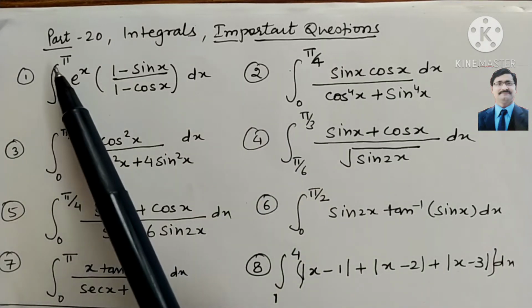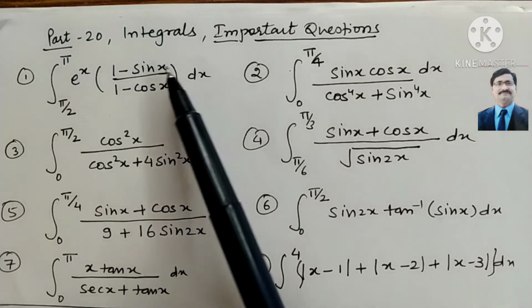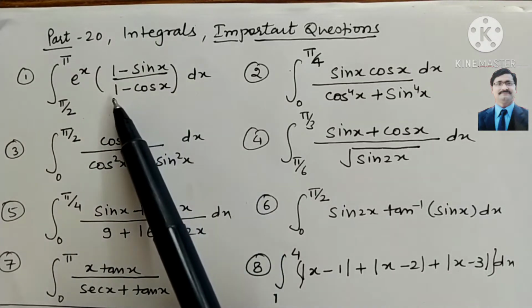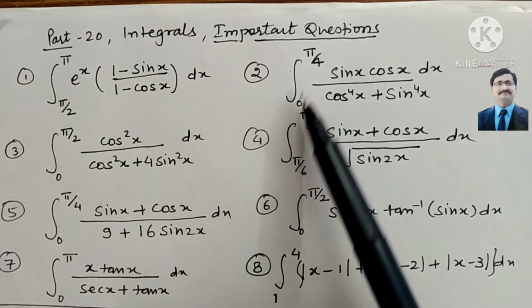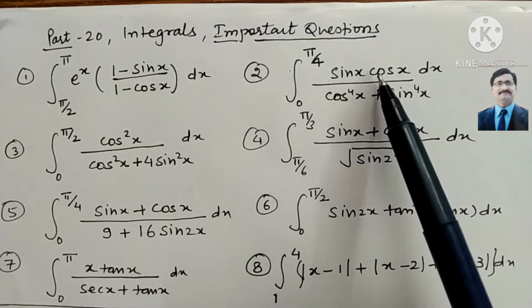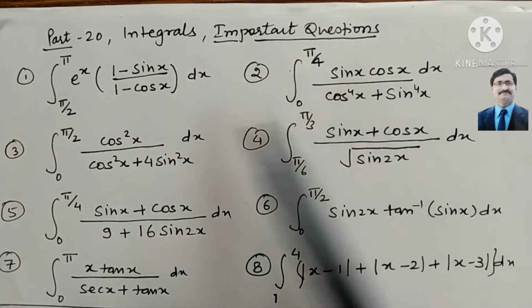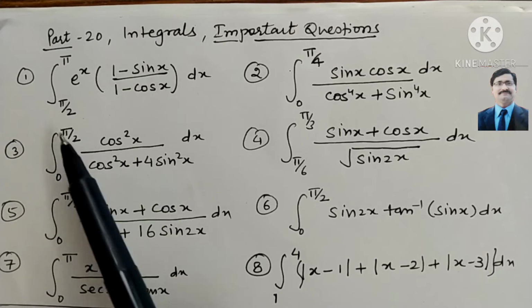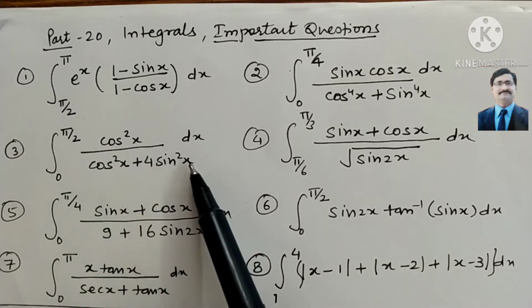Look here, first question is integral from pi by 2 to pi of e power x times (1 minus sin x) upon (1 minus cos x) dx. And second question is integral from 0 to pi by 4 of sin x cos x dx upon (cos power 4x plus sin power 4x). Question number third is integral from 0 to pi by 2 of cos square x upon (cos square x plus 4 sin square x) dx.